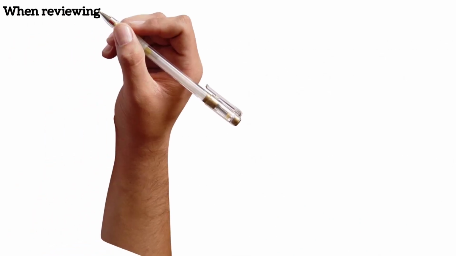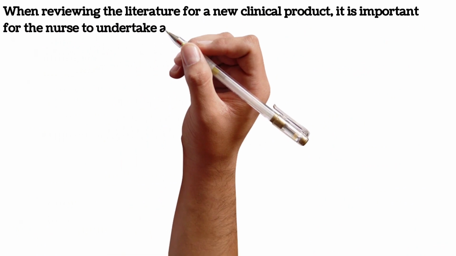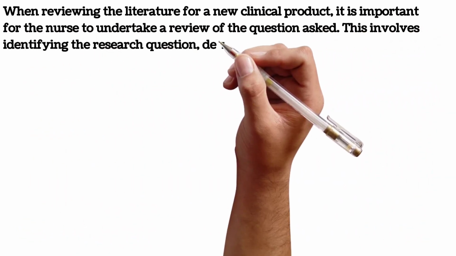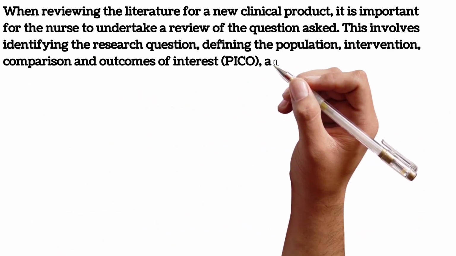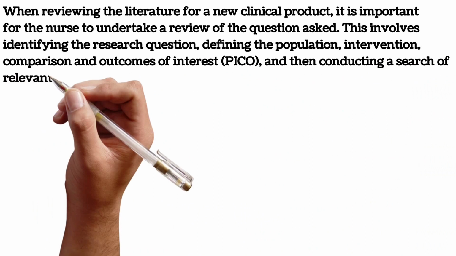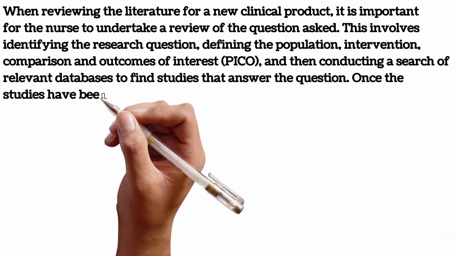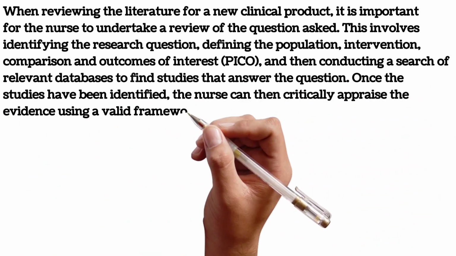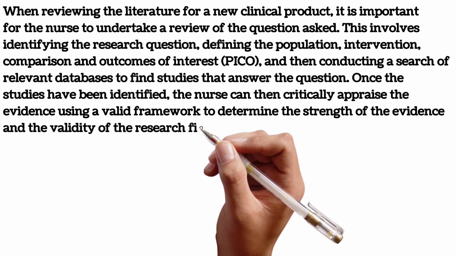When reviewing the literature for a new clinical product, it is important for the nurse to undertake a review of the question asked. This involves identifying the research question, defining the population, intervention, comparison and outcomes of interest (PICO), and then conducting a search of relevant databases to find studies that answer the question. Once the studies have been identified, the nurse can then critically appraise the evidence using a valid framework to determine the strength of the evidence and the validity of the research findings.